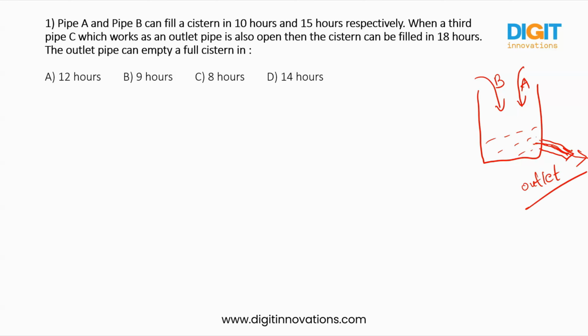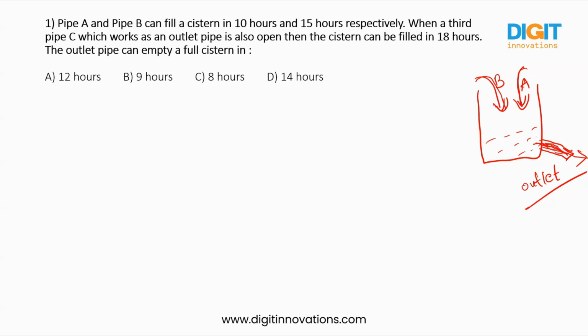And the three, A, B and C, work together. That means A will do filling, B will do filling, and C will do the outlet, removing the water. The three work together and they took a total of 18 hours to fill the whole can. You can ask me, the water is going out, how can the total be filled? Because rather than going out, filling is more. It is being done by two pipes.